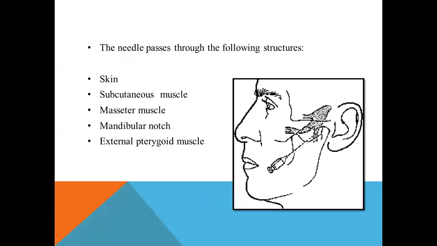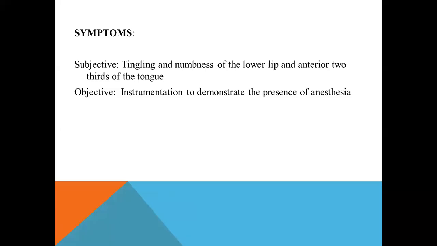The needle passes through the structures which include skin, subcutaneous tissue, masseter muscle, mandibular notch, and external pterygoid muscle. What are the symptoms? It includes subjective and objective symptoms. Subjective includes tingling and numbness of the lower lip and anterior two-third of the tongue. Objective is instrumentation to demonstrate the presence of anesthesia.